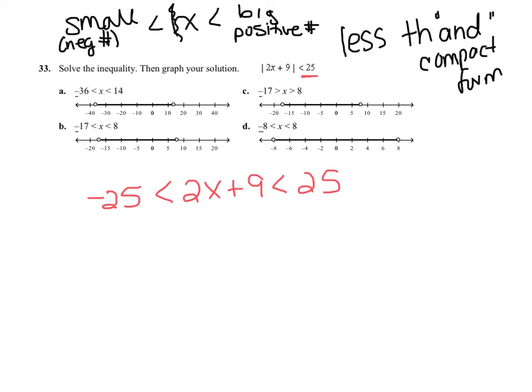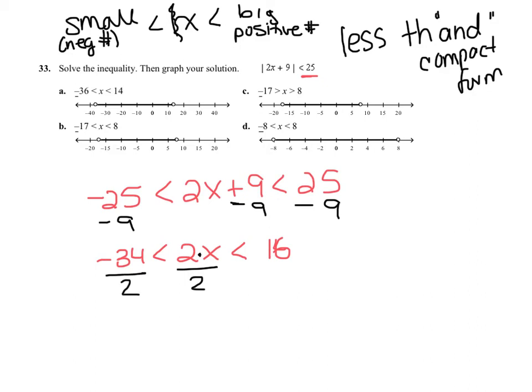Now I go and solve it just like I do an equation. I need to move this 9, so I'm going to subtract 9 from all three sides, because that would get rid of it. And then negative 25 minus 9 is negative 34, less than 2x, less than 16. And then I'm going to see what's left to do. I need to divide by 2 because this is multiplication, and I undo multiplication with division. So all three sides get divided by 2. So negative 34 divided by 2 is negative 17, less than x, less than 8.